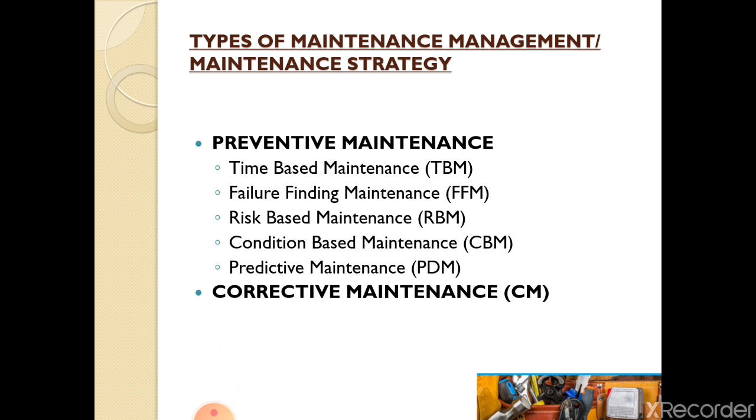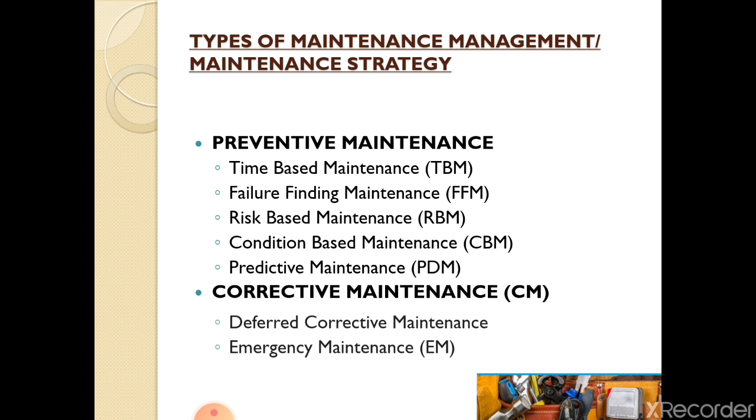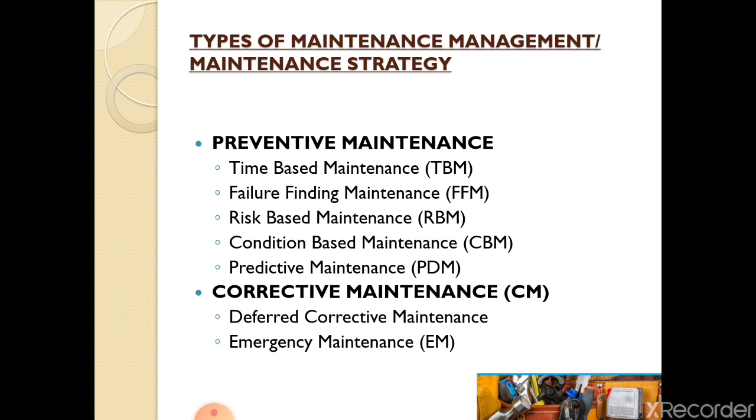So under preventive maintenance, we have five types of maintenance: time based maintenance, failure finding maintenance, risk based maintenance, condition based maintenance, and predictive maintenance. Under corrective maintenance, we have two types. One is deferred corrective maintenance and the other is emergency maintenance.